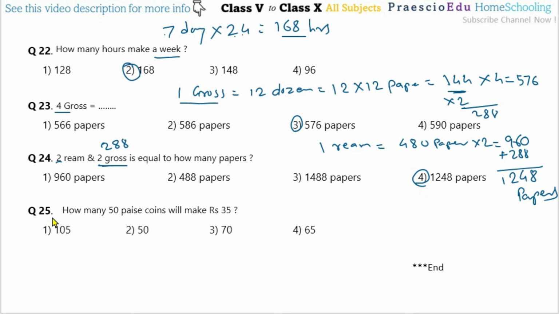Now question number 25, how many 50 paise coins will make rupees 35? So 35 rupees we will convert into paise. For this, multiply by 100, because 1 rupee is equal to 100 paise. So that will be 3500, divided by 50 paise. So that is 50, 0 gone, 0 gone. So 5 ones are 5, 5 sevens are 35, and this 0 as it is, means we can say 70 coins will be required. So 70 coins means option number 3 is the correct one.